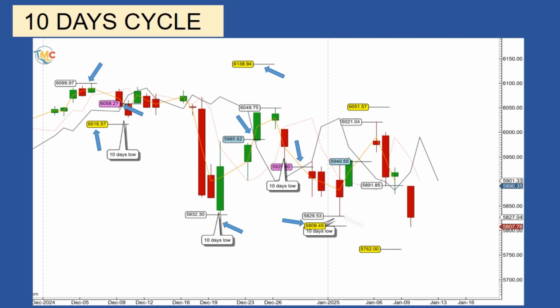The fourth was on January 3, 2025, when the S&P 500 crossed above its cycle line at 5,940 to give an upside target at 6,051, 111 points or 1.86% of potential profits. On January 6, the target was met.